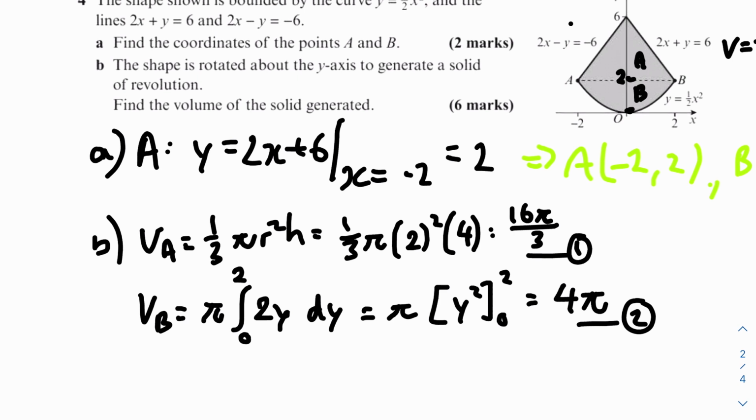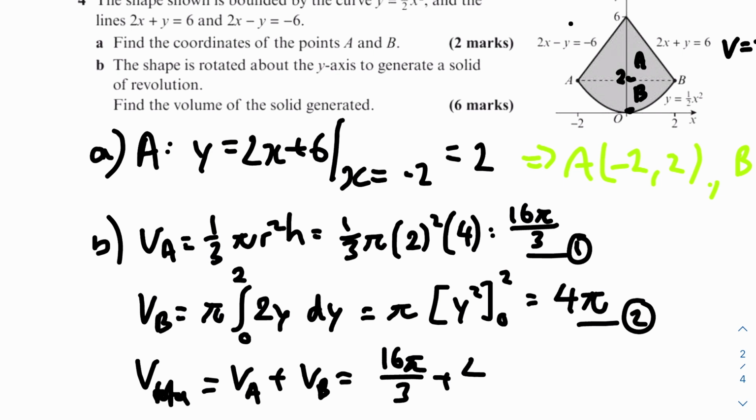So therefore the total volume, V total, is equal to VA plus VB, which is equal to 16 pi over 3 plus 4 pi, and this gets us 28 pi over 3. There's no unit given, so it's just units cubed, and that's the answer. 28 pi over 3, units cubed.